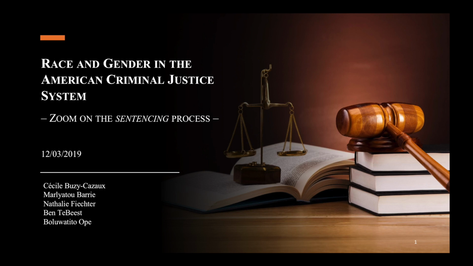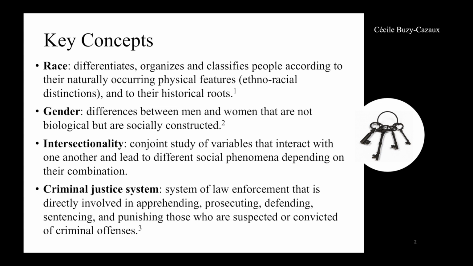Let's start by defining the key concepts of our subject. The concept of race classifies people according to their naturally occurring physical features like skin color and to their historical roots. It's a social construct. Gender refers to differences between men and women that are not biological but are socially constructed.